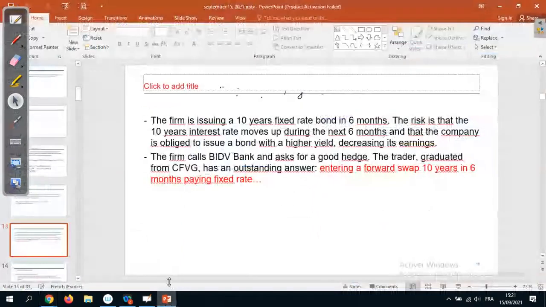So you call a big bank, this bank, and ask for a good hedge. You say, I would like a good hedge. A trader in BIDV Bank, who graduated from CFVG as the best in Vietnam, has an outstanding answer. Okay, interest swap, 10 years, starting in 6 months, paying fixed rate. That's a sophisticated but very good answer.